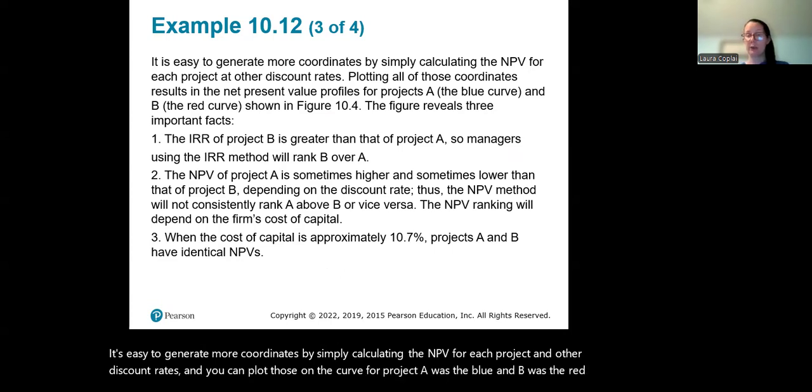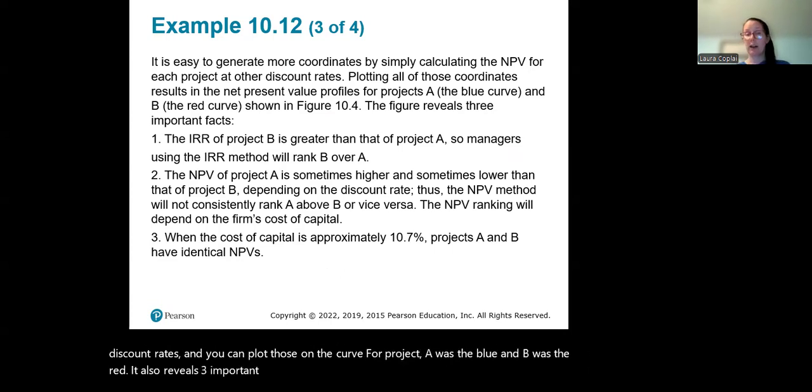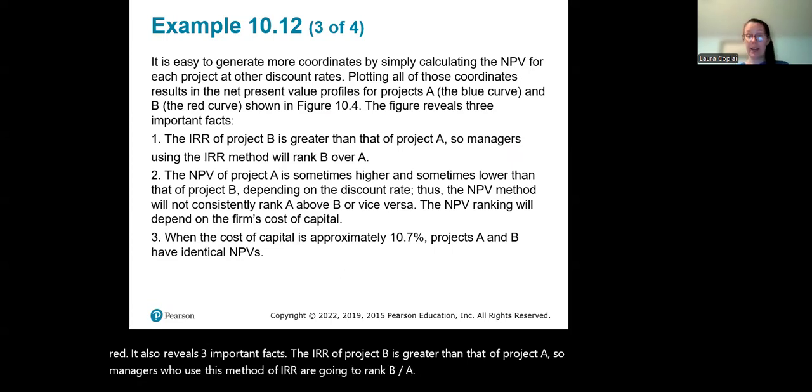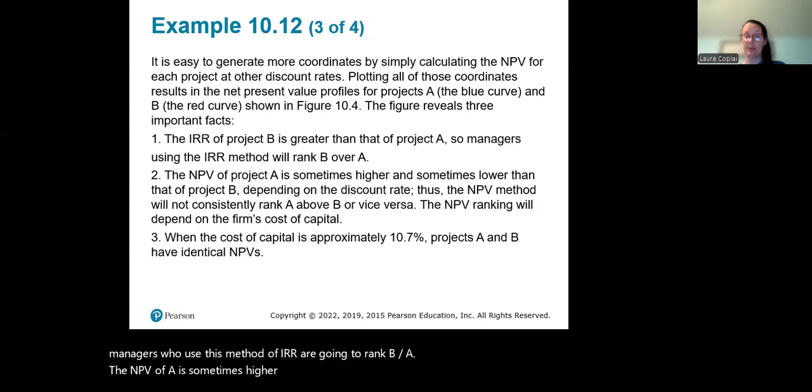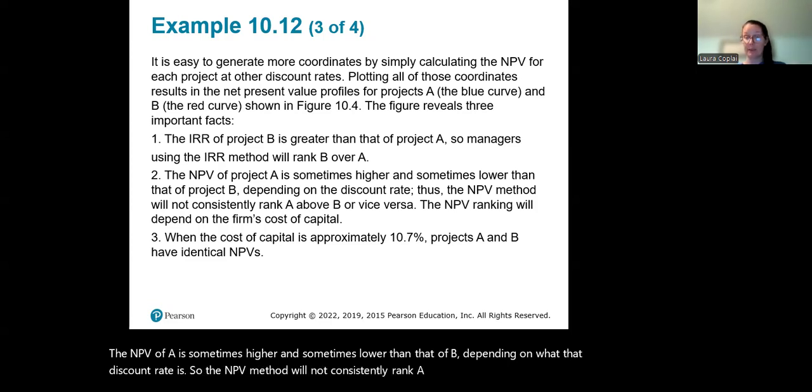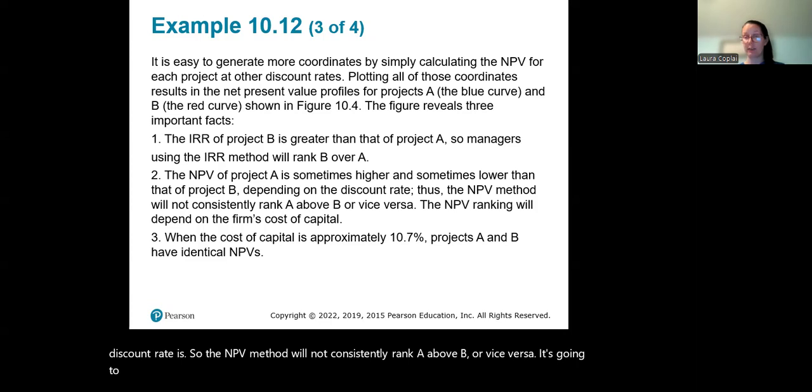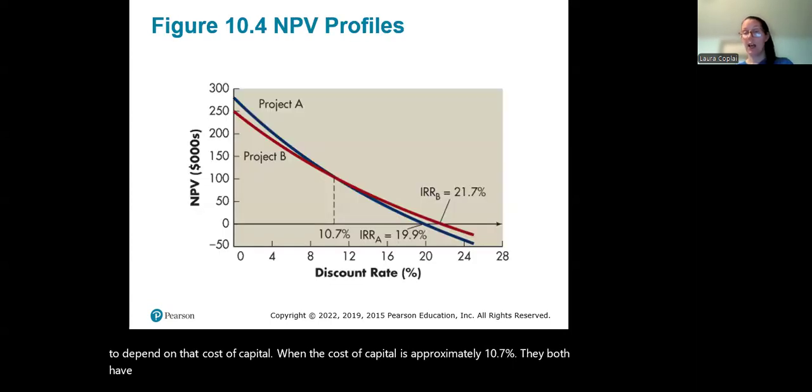It also reveals 3 important facts. The IRR of project B is greater than that of project A, so managers who use this method of IRR are going to rank B over A. The NPV of A is sometimes higher and sometimes lower than that of B, depending on what that discount rate is. So the NPV method will not consistently rank A above B or vice versa. It's going to depend on that cost of capital. When the cost of capital is approximately 10.7%, they both have identical NPVs, as you can see here on this graph where they intersect.